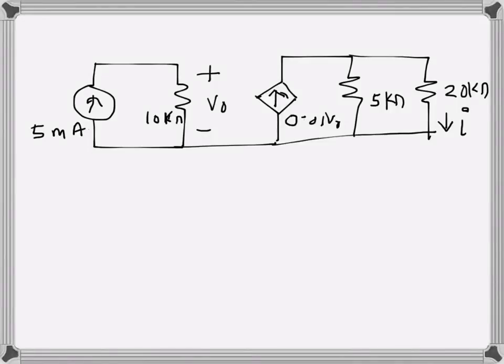For this particular circuit, we need to find the current I here, which goes through the 20 kilo ohm resistance, and also the voltage drop across it and the power that this one is dissipating. Now we can see here we have a voltage dependent current source, and the voltage is this one which it is dependent on. So first we try to find what is V0.